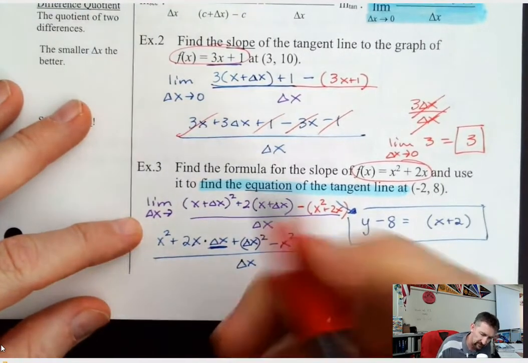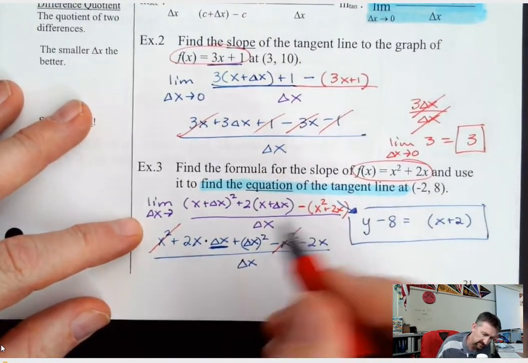So stuff should cancel. That's what it says in the margin. That cancels, that cancels.